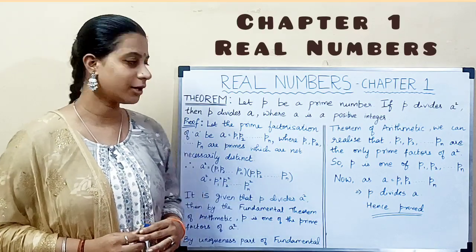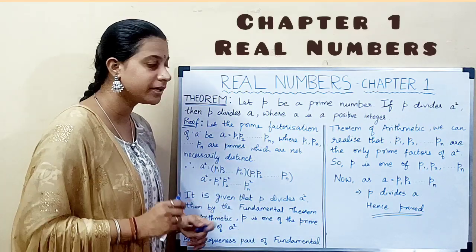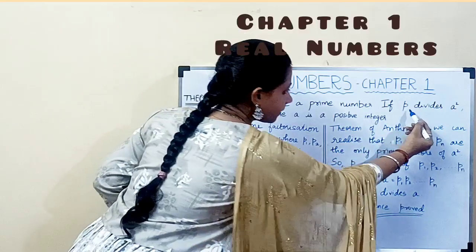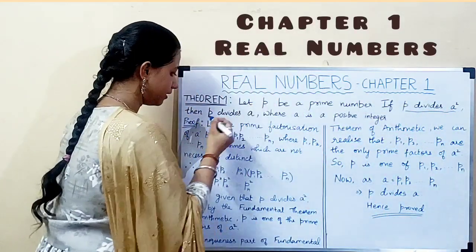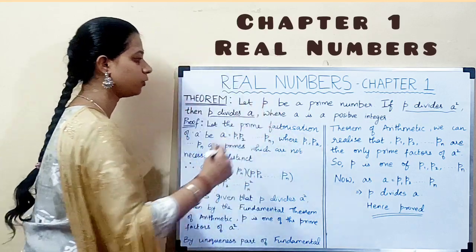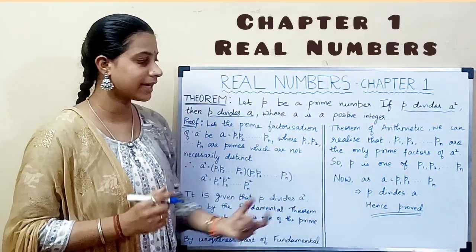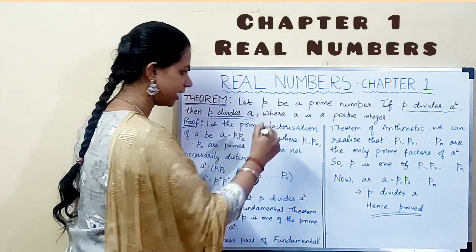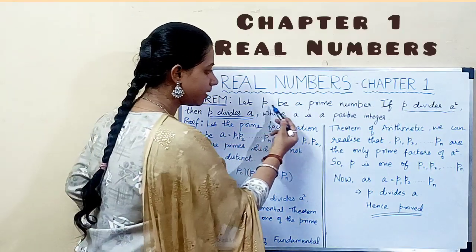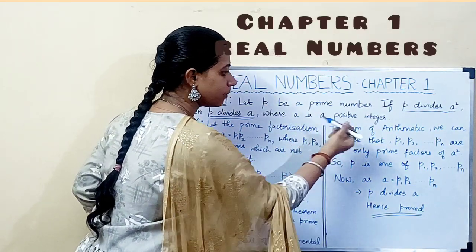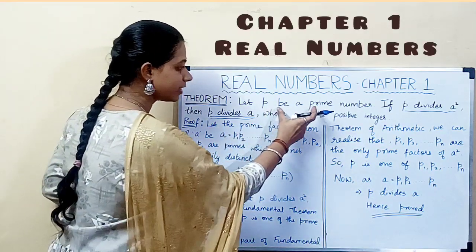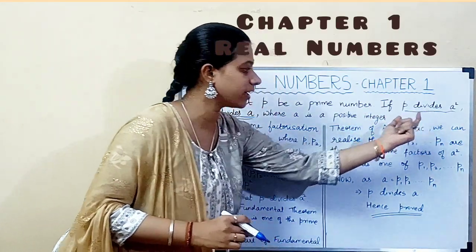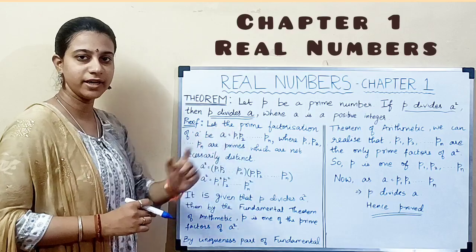Now let's start with the theorem. Let P be a prime number. If P divides A square, then P divides A. This is the part we are going to prove. We will take P divides A square as given and we will prove P divides A, where the conditions are P is a prime number and A is a positive integer. Keeping these two things in mind, we will take the given condition as P divides A square and we will prove that P divides A.